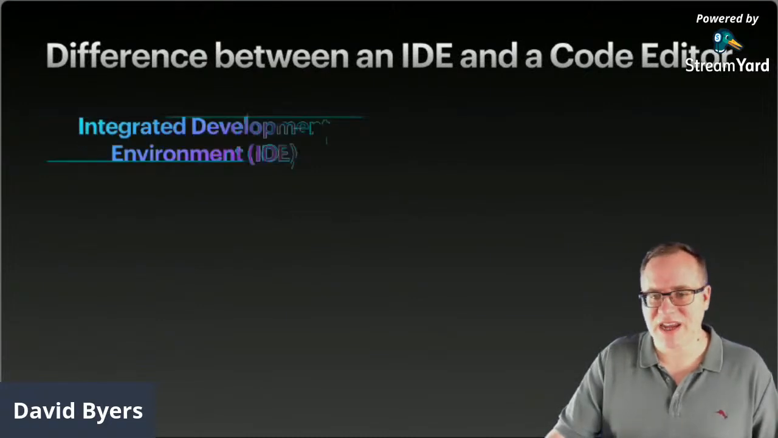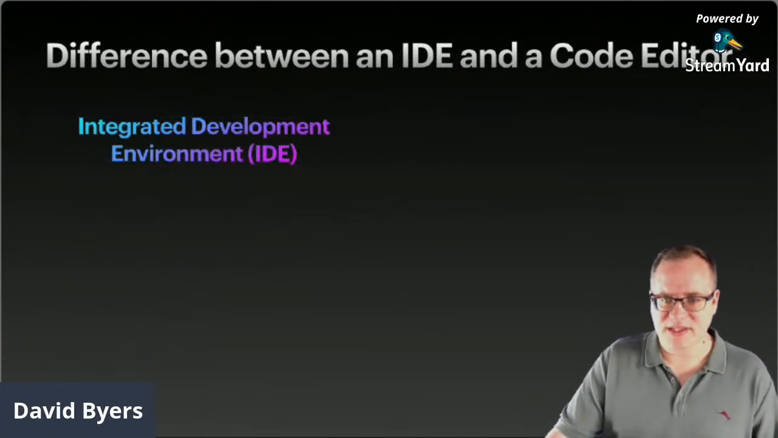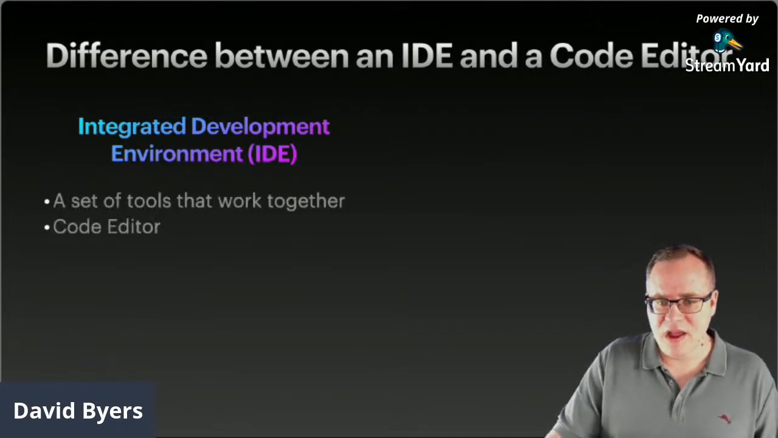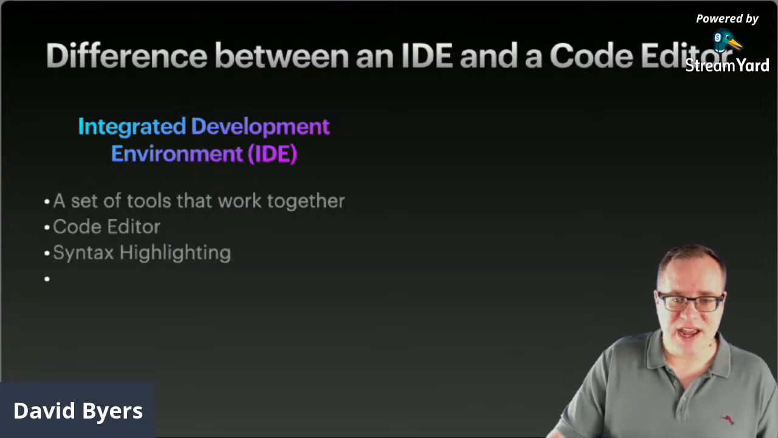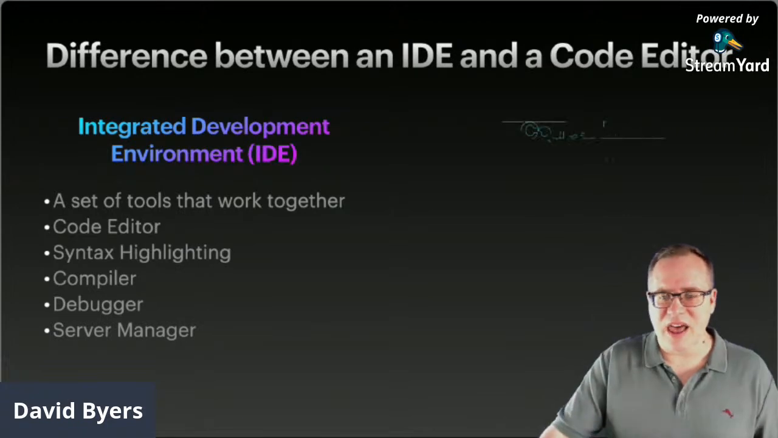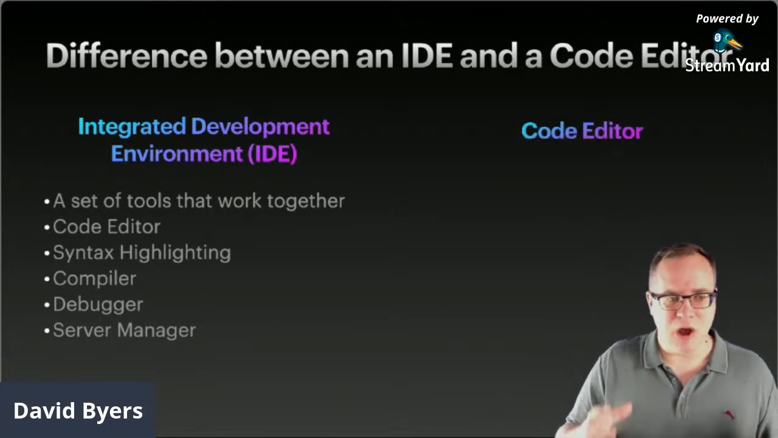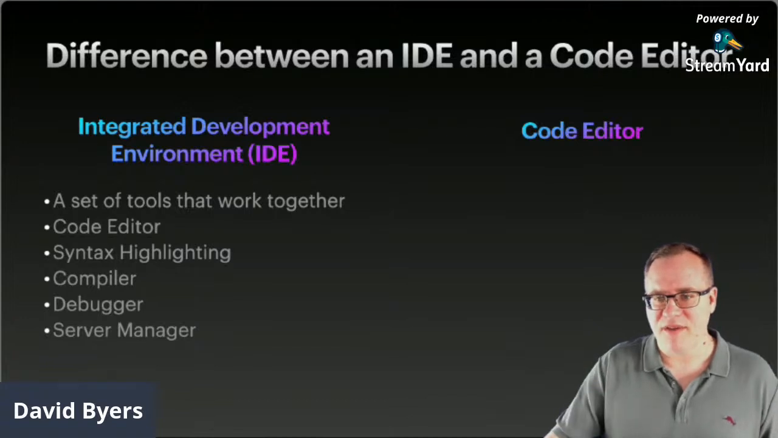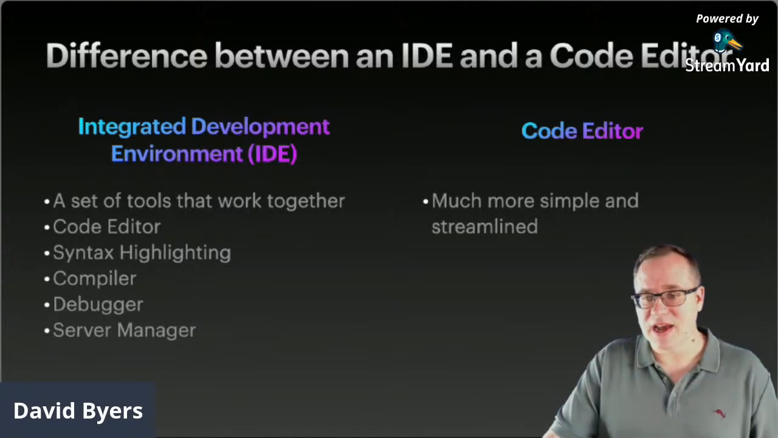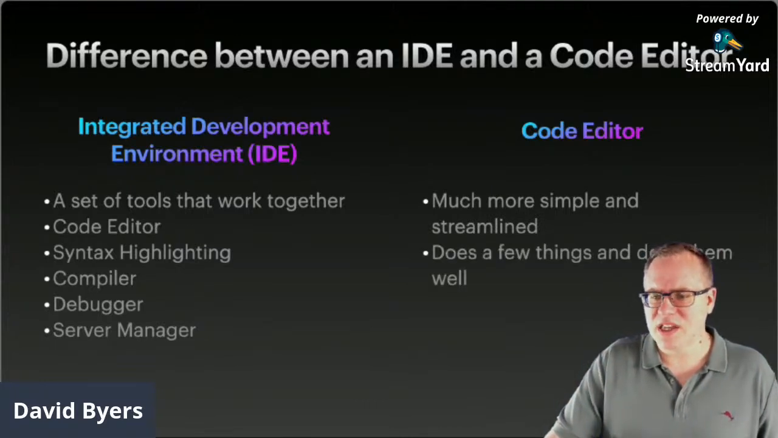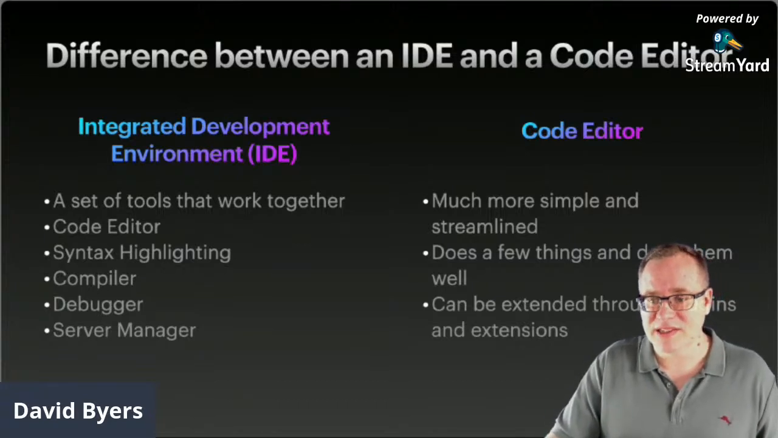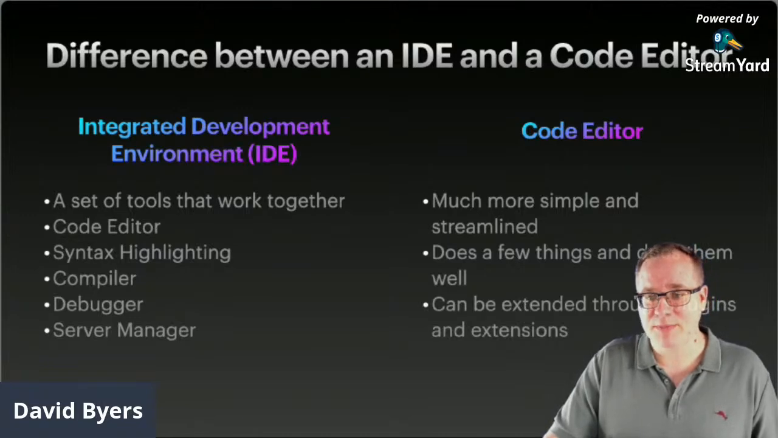So the difference between an IDE and a code editor, really quickly, is that an IDE is an integrated development environment. It's a set of tools that work together. It contains a code editor, syntax highlighting, compiler, debugger. A lot of times an IDE is all of the tools you would ever need to build software put together. Whereas a code editor is a lot simpler and more streamlined. They do a few things and they do them well. However, every major code editor now can be extended through plugins and extensions to effectively make them as powerful as IDEs.